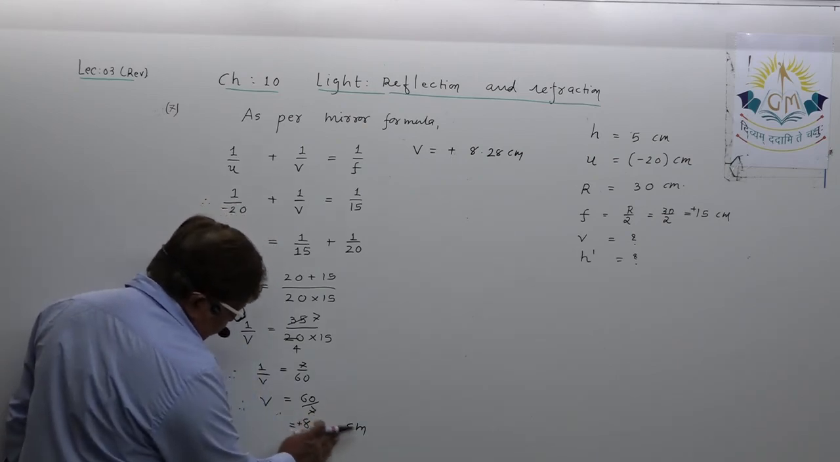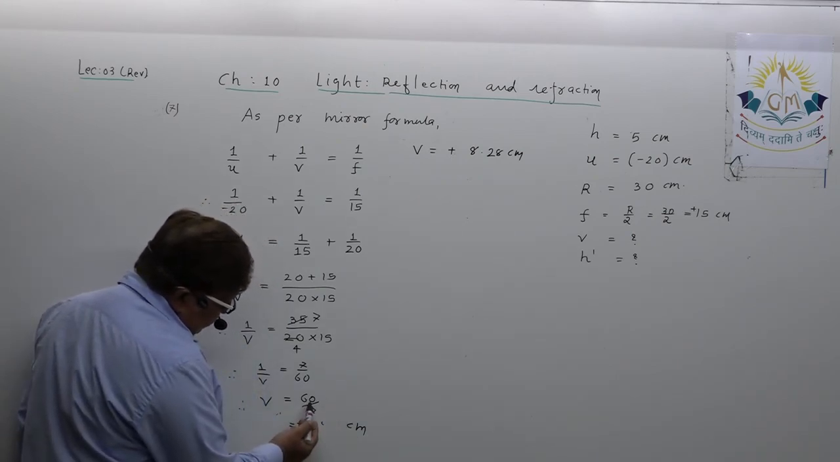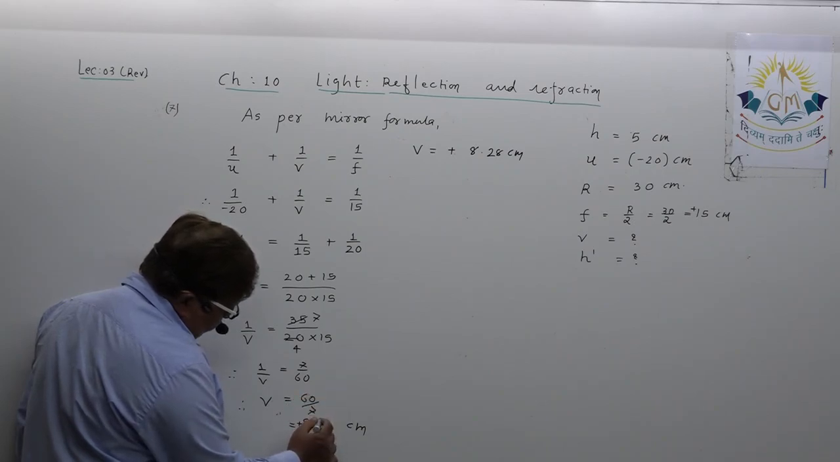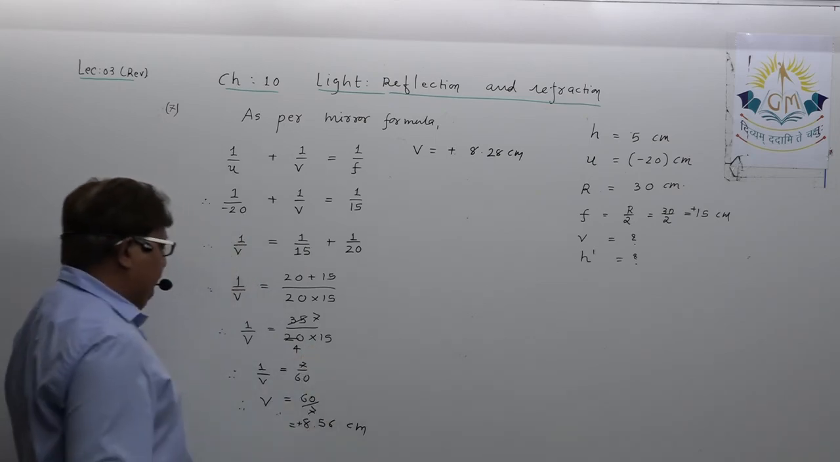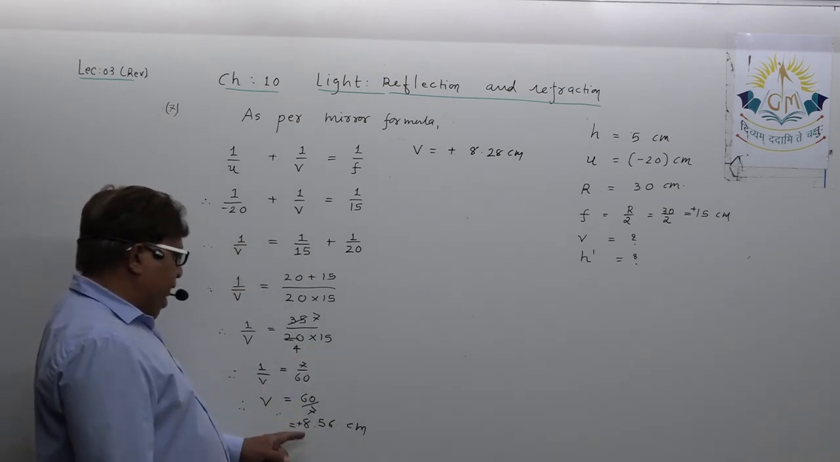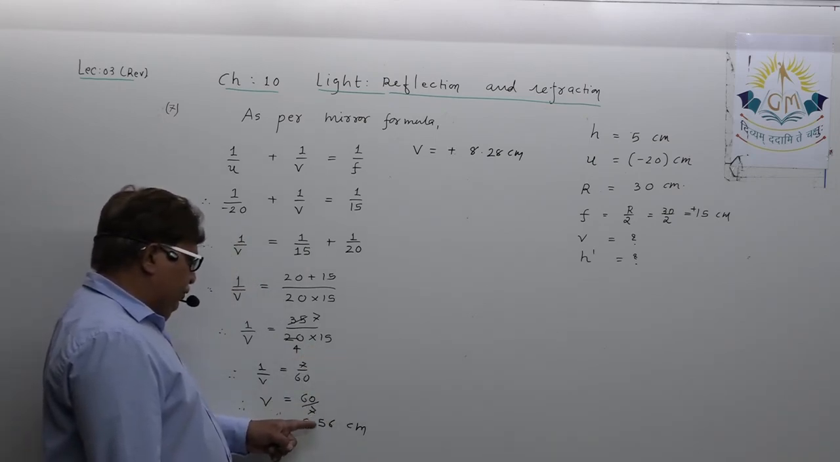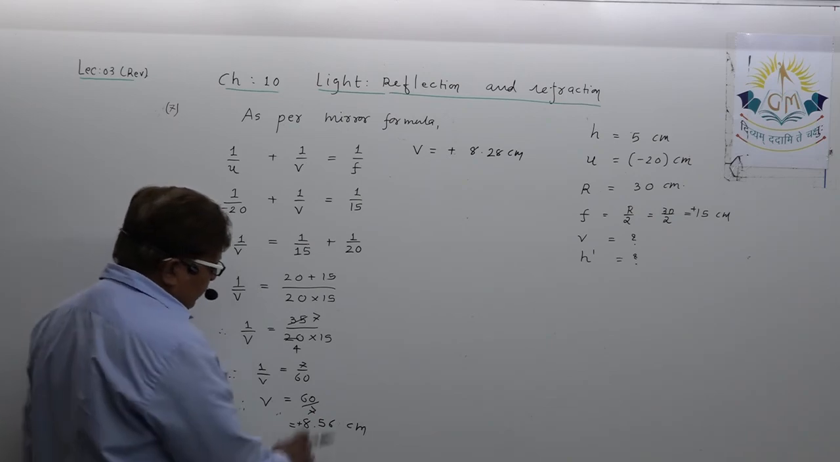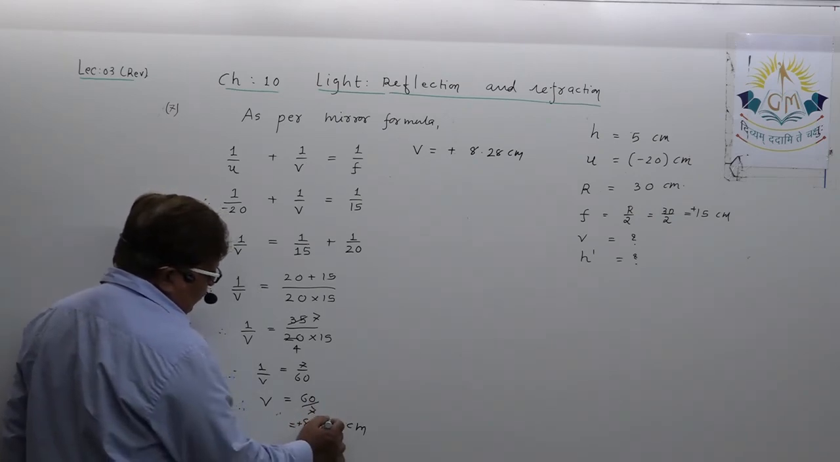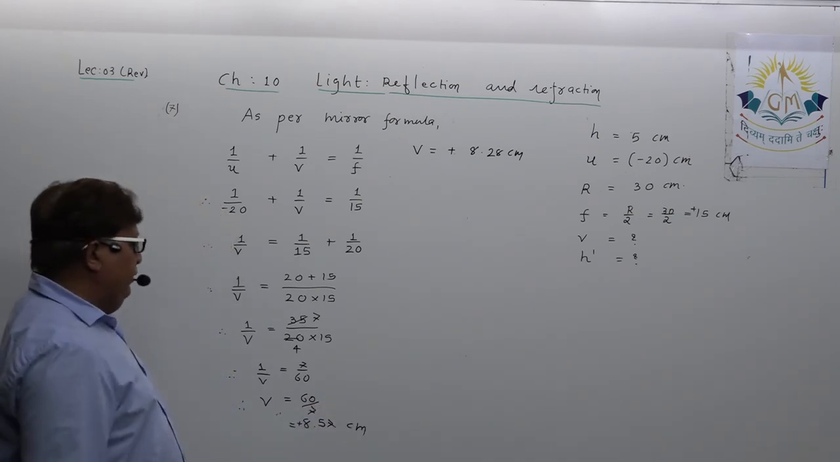Here, dear student, 7 8s are 56, 4 left. 7 5s are 35, 7 6s are 42, right? 7 8s are 56, 4 left, 40. 7 5s are 35, 5 left, 50. 7 7s are 49. So V is 8.57 centimeter.